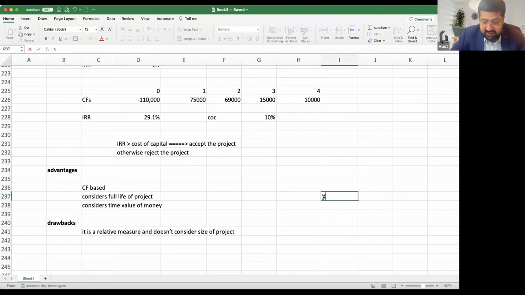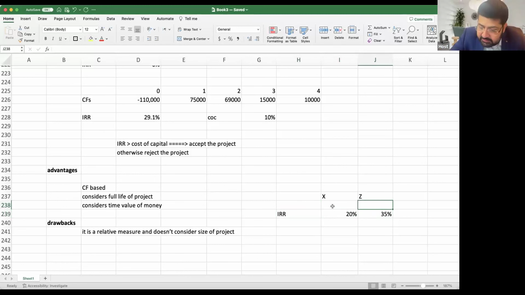Project X and Project Z. There are two projects. They have IRRs of 20% and 35%. Based on IRR, we should choose this one. But the NPV of project X is 22 million and project Z is 4 million. So which is giving more benefit in quantity? This one, because of size. So IRR is giving the wrong decision. You should go for it. So NPV is preferred here.